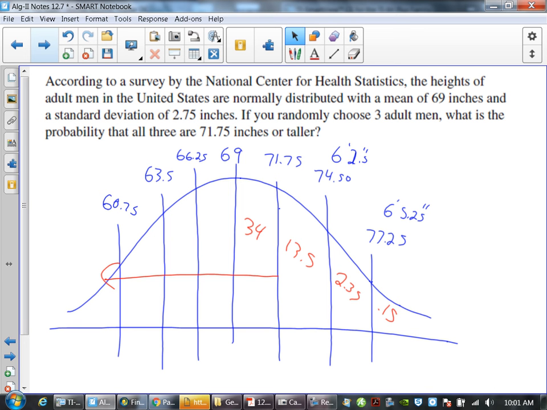84. So the right of it would be how much? 16. So I'm looking at 3 people in a row at 16%. So wouldn't that just be 1/6 cubed? The probability you choose 3 people that'll be taller than that, you have 16% possibility of picking that person. Well, if we're picking 3 times, 0.16 times 0.16 times 0.16. That's how that works. 0.004. Not a good chance, is it?